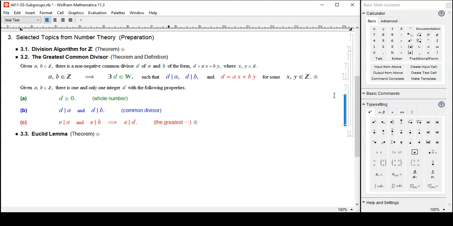So what did we do? We proved the existence, which was really difficult. But once we have that, we can establish the properties: non-negative, common divisor, and the greatest common divisor. And also, we proved the uniqueness. So this unique number, d, is called the greatest common divisor. So something exists and that is unique. So we can define it. We define it as the greatest common divisor.